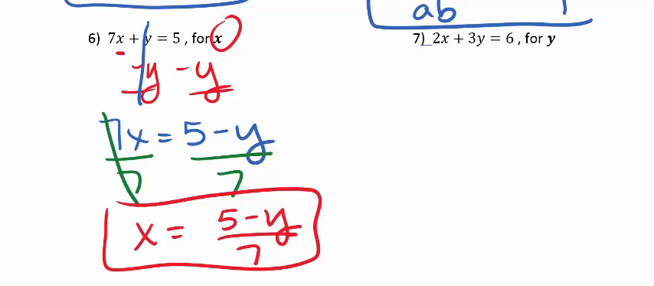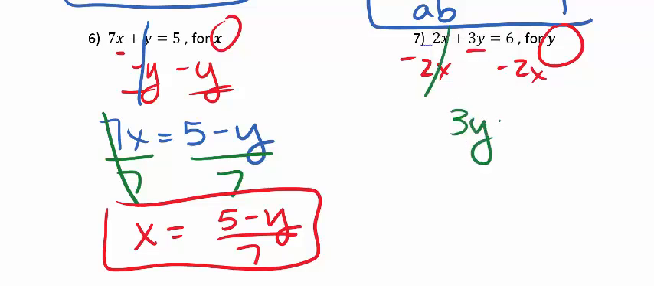In number 7 over here, we're trying to solve for y, and here's y in my equation. I'm trying to get that y by itself. So the first thing I have to move out of the way is the 2x. So I'm going to subtract 2x from both sides. And that way this 2x minus 2x goes away on the left-hand side, and I can bring down my 3y, and I have 6 minus 2x on the right-hand side.